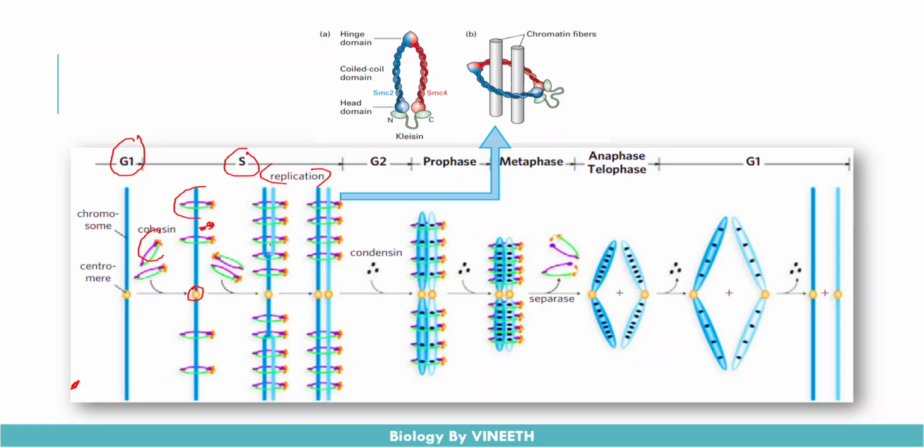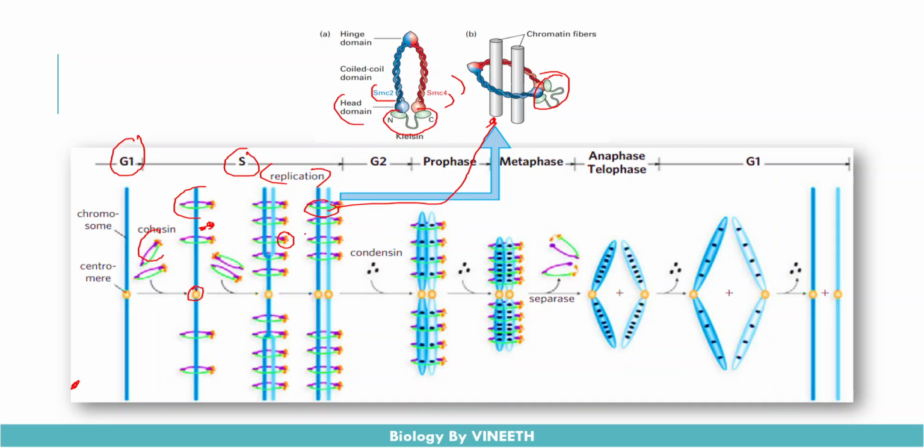And they become two daughter sister chromosomes. These two daughter chromosomes again get linked by cohesin molecules, which also contain the kleisin family proteins. The structure of the kleisin family is given here in this diagram. This is how they are present. These are the kleisin family proteins, which have N terminals and C terminals. They are attached with the head domains SMC2 and SMC4, and they form the condensin proteins.